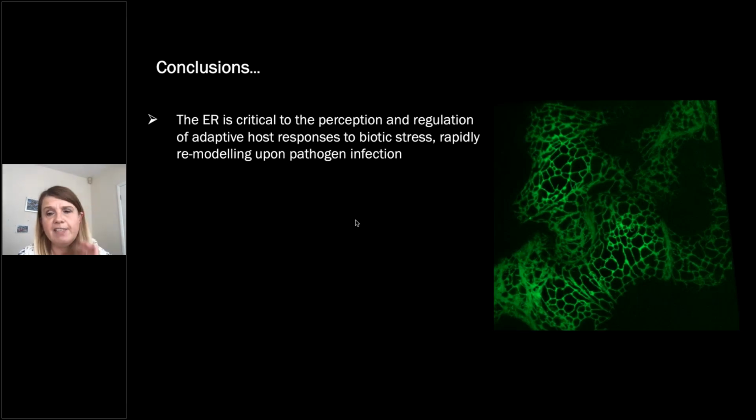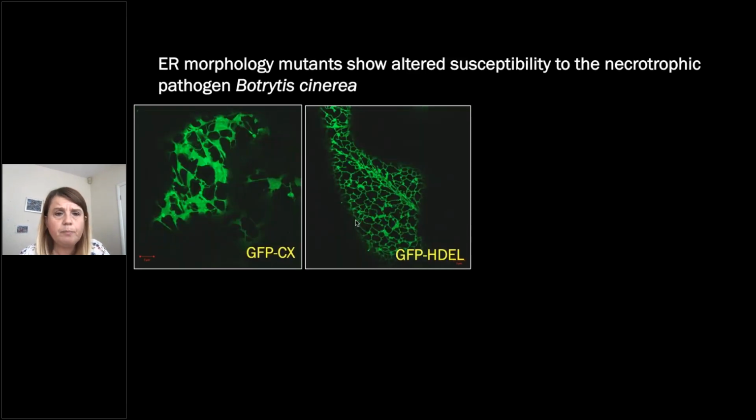So to try and address this, I have some preliminary data. Here we have an Arabidopsis plant stably expressing GFP-HDEL. So this is a sort of pseudo wild type ER morphology. And then this Arabidopsis line is overexpressing the chaperone calnexin.